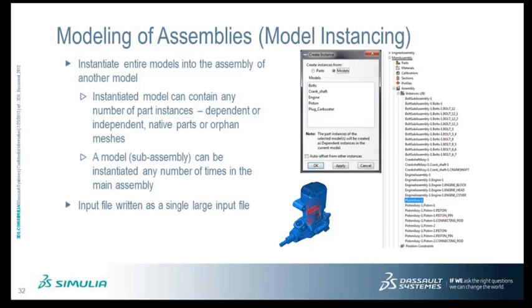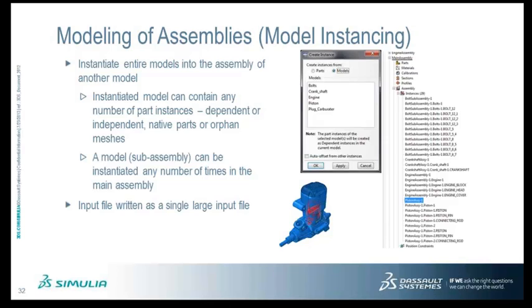So you can see here the Create Instance dialog box has an option to choose between parts or models that helps you build your assembly. And in the model tree on the right, you can see that it reflects the assembly hierarchy. And in the example, you will see that a particular model is being instantiated multiple times.